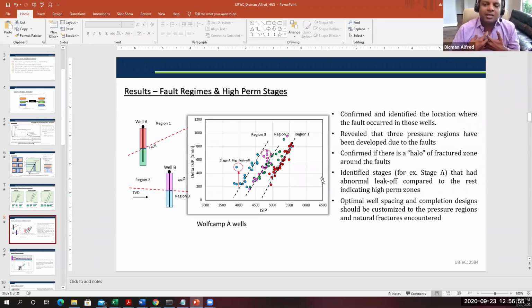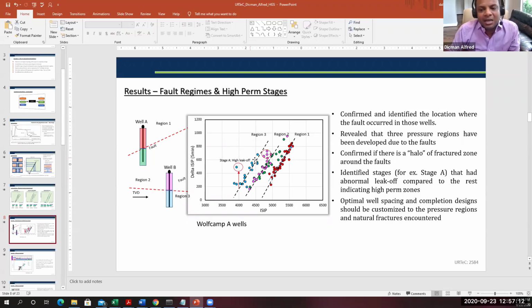The whole idea is I have no idea about any fractures before I drill the well and frac. I have no clue. You can use your curvature map to say something, but a lot of people question the value of curvature, but if you have some curvature, that's fine.